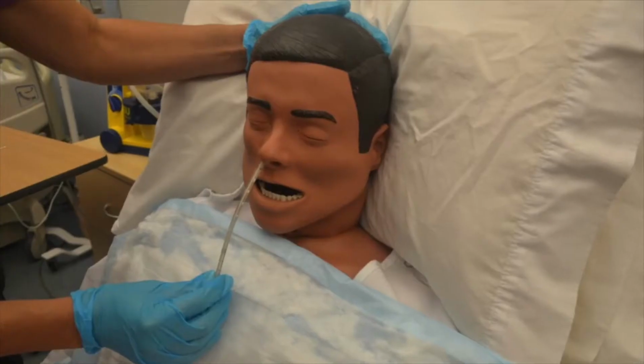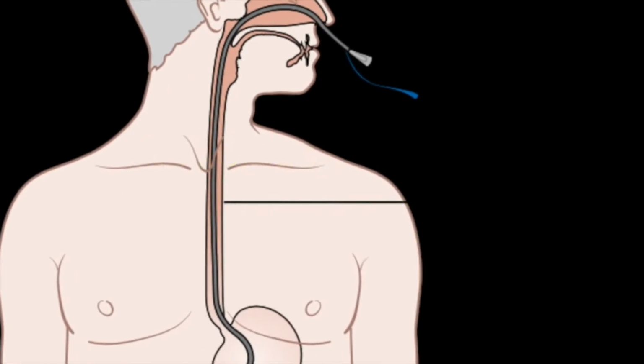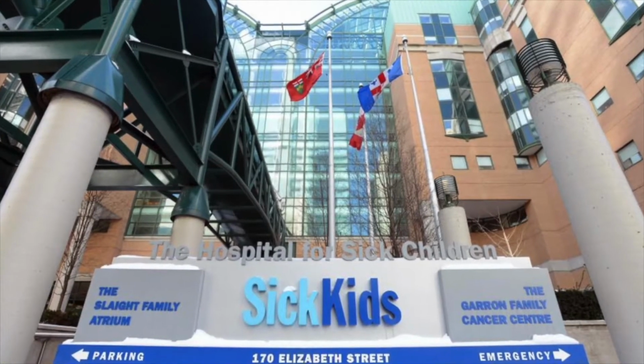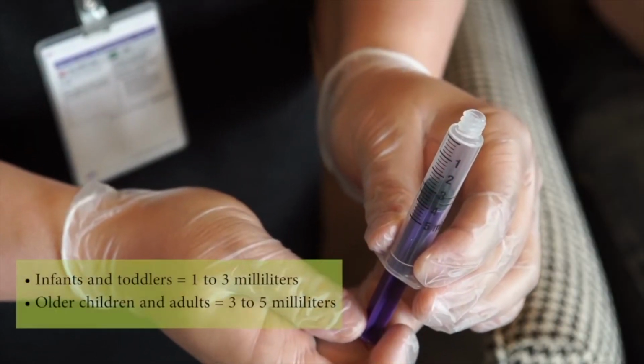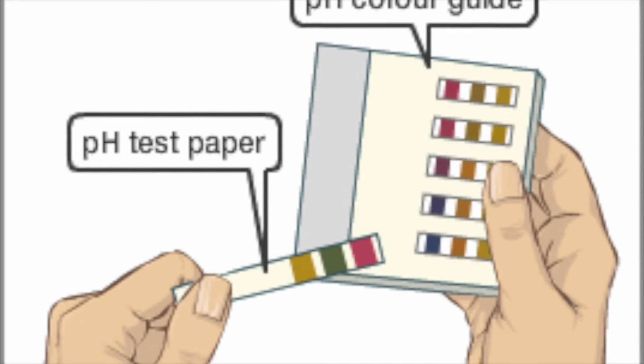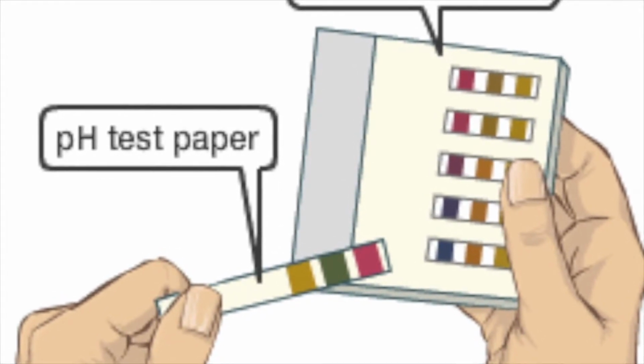Let's talk about the difference between the Canadian and the Philippine nursing practice with regards to confirming nasogastric tube placement. In Canada, in Sick Kids Hospital for example, I noticed that the nurse was testing the gastric contents pH using a pH strip to confirm if the NG tube was in the correct placement.